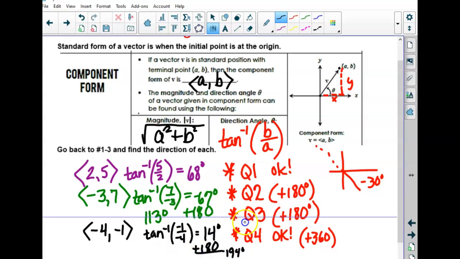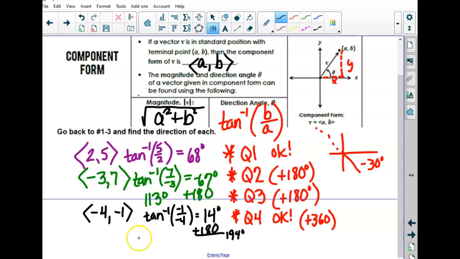Okay, and I'll show you the last quadrant: positive, negative, if you had like 2, negative 3. So you did inverse tangent of negative 3 over 2. Is it negative 56? I got negative 56 degrees. That's a quadrant 4 angle. We were in quadrant 4, so I would take that number.